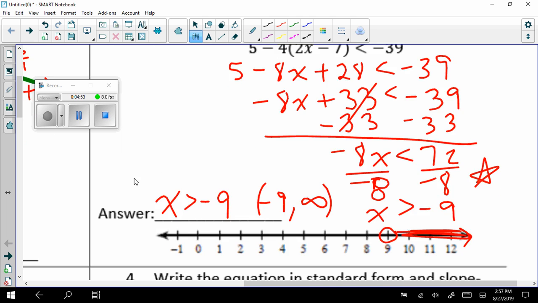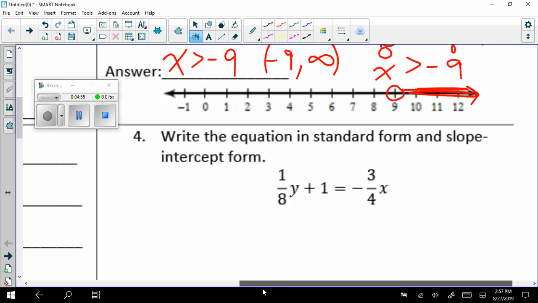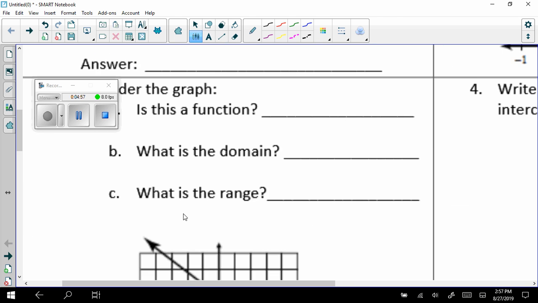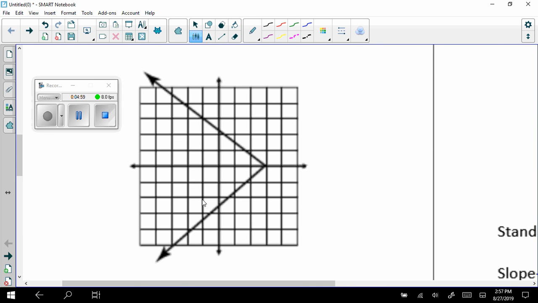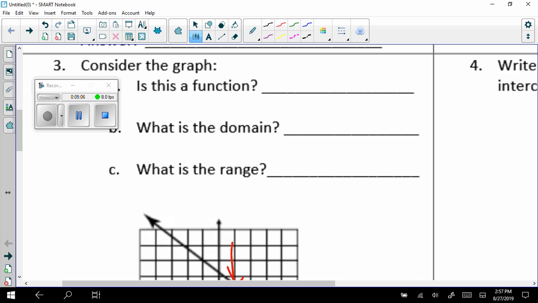3. All right, we have this graph. First, is it a function? The answer there is absolutely not, because it fails the vertical line test. So this is no. Those x values all get reused.